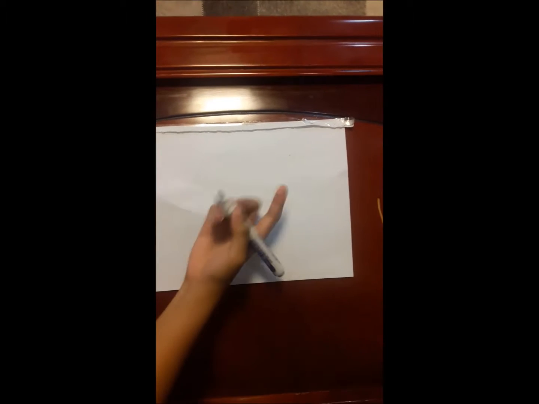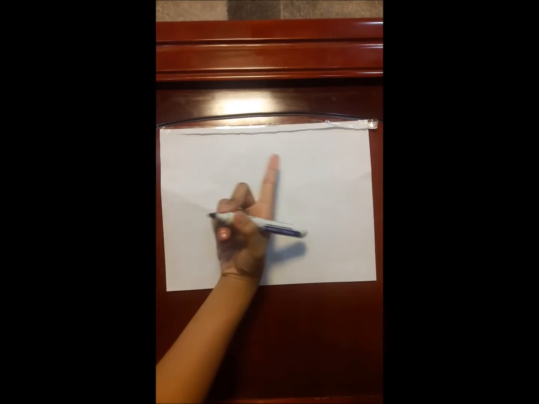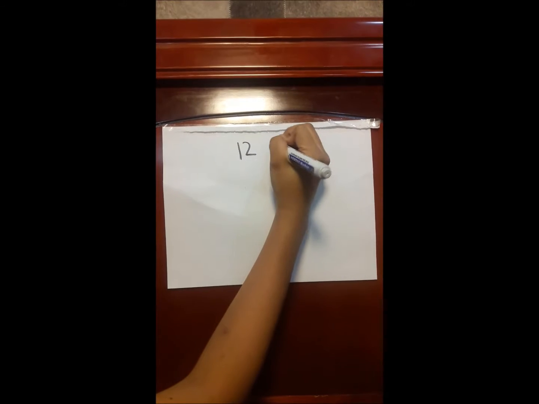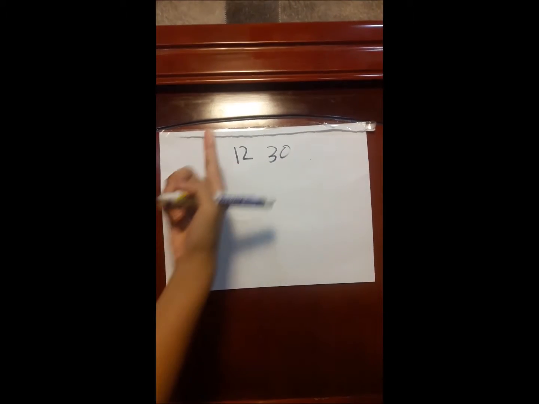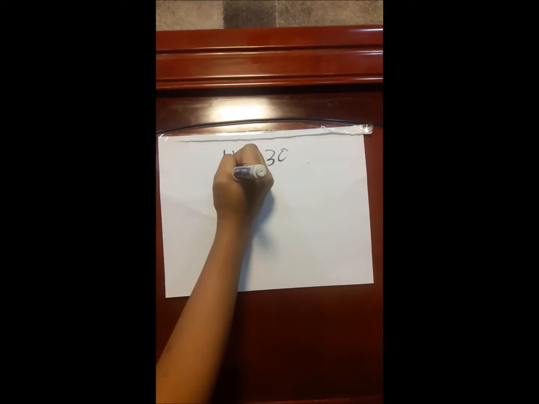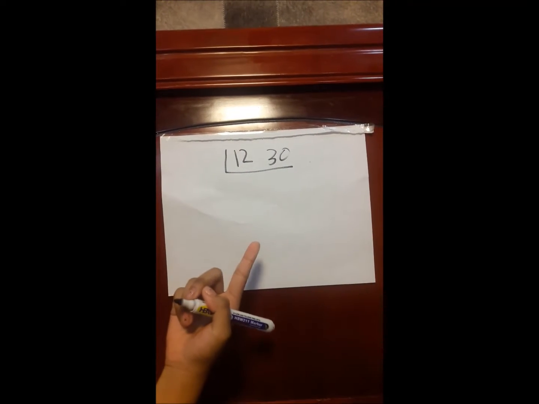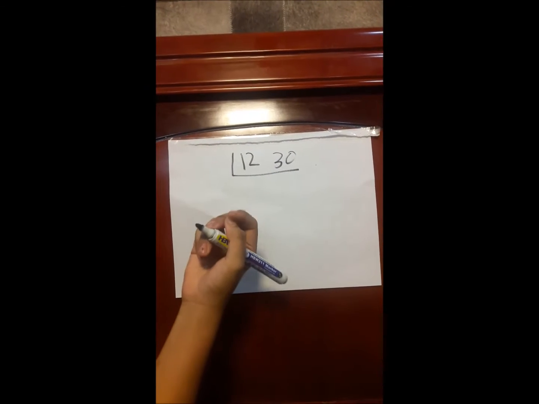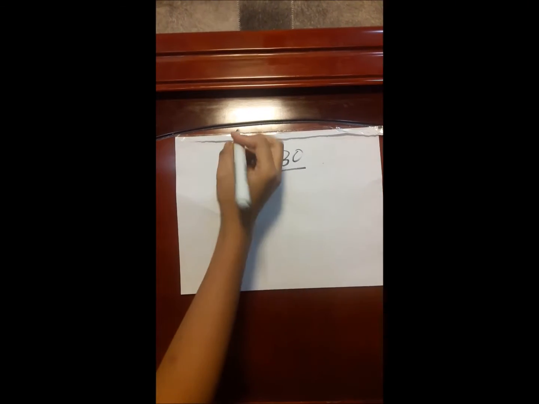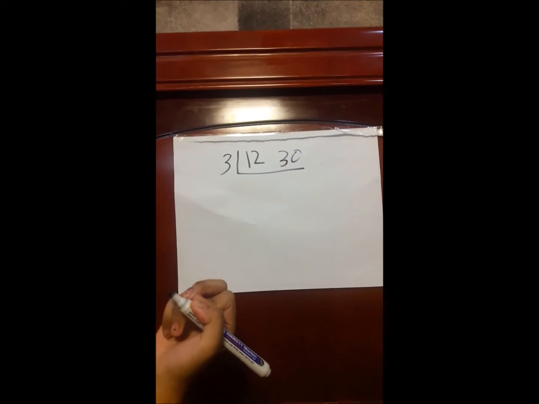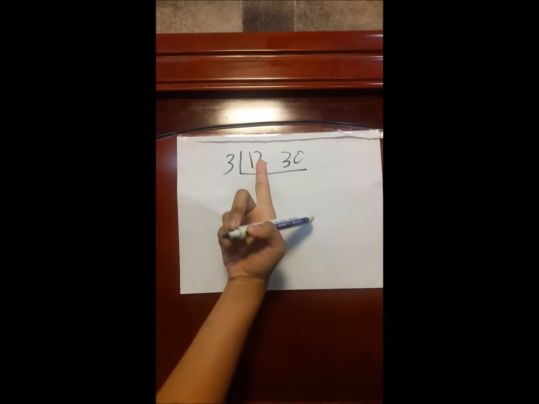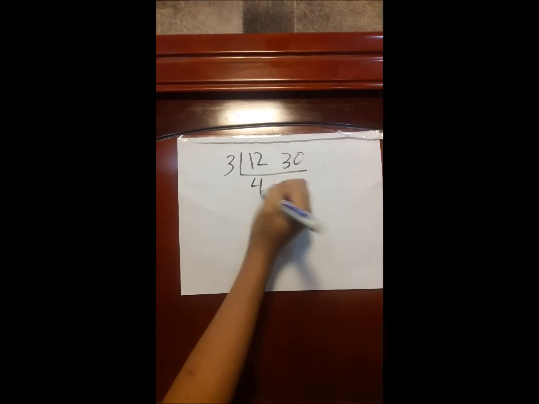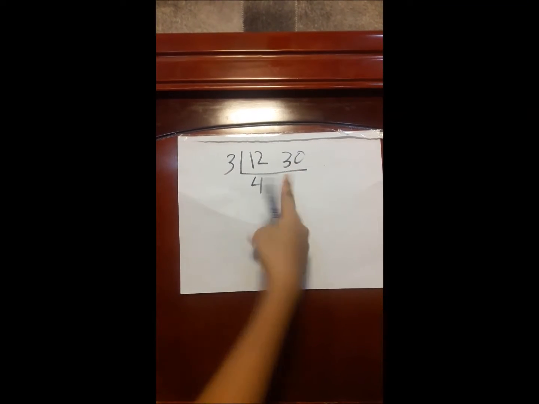I'm back, and now we're going to solve an LCD problem. So I have two examples over here: 12 and the number 30. Let's make an upside down division bar. Let's think about a number that can divide both 12 and 30. The first number that comes to my mind is 3. 12 divided by 3 is 4, and 30 divided by 3 is 10.